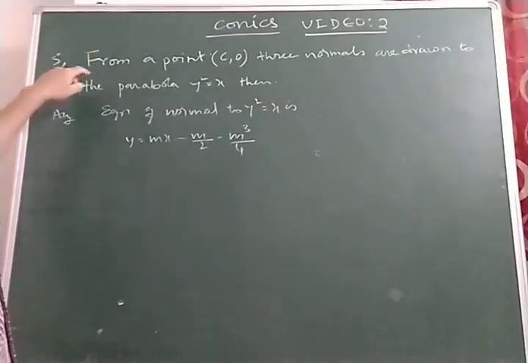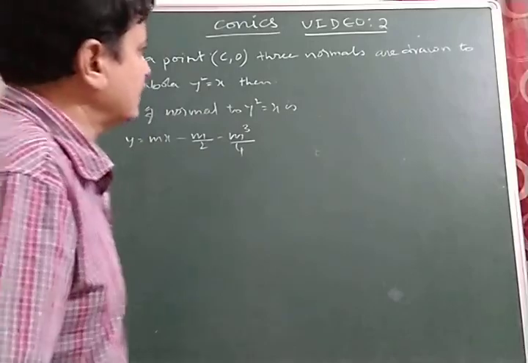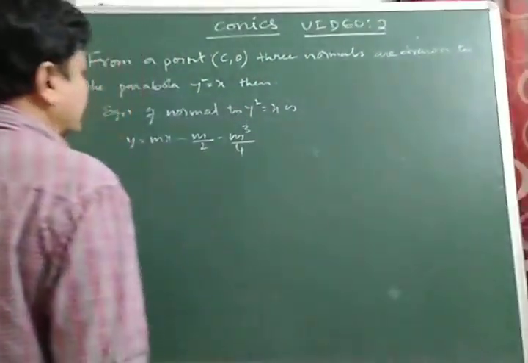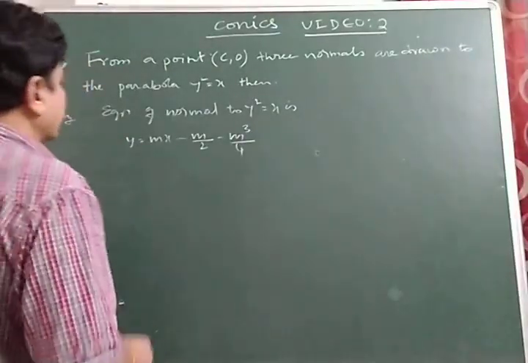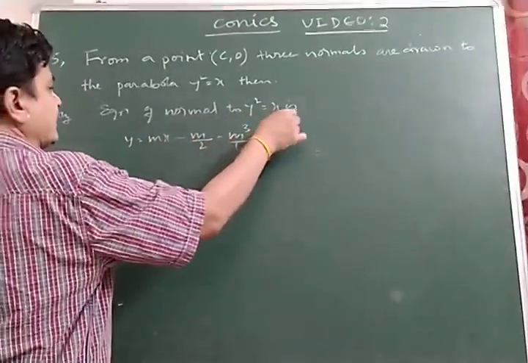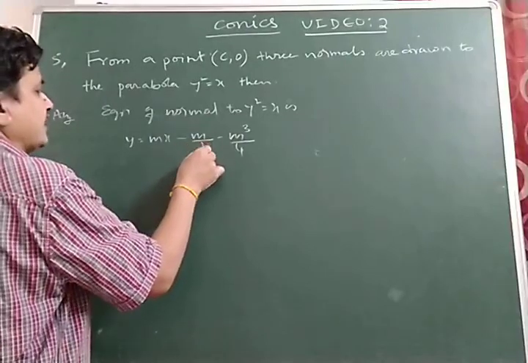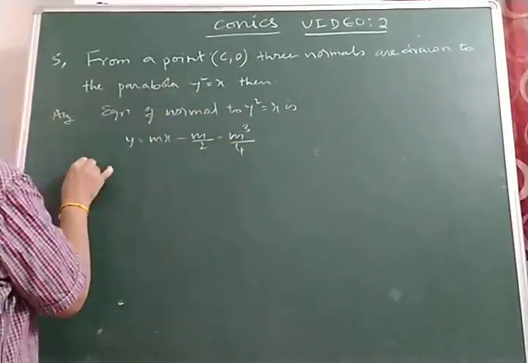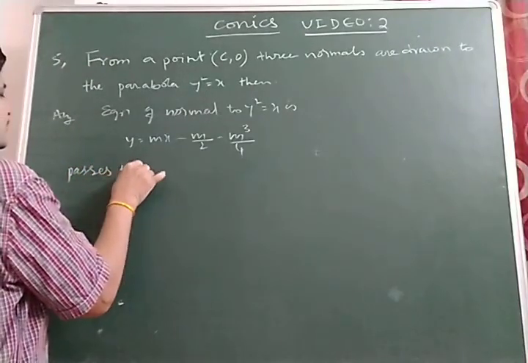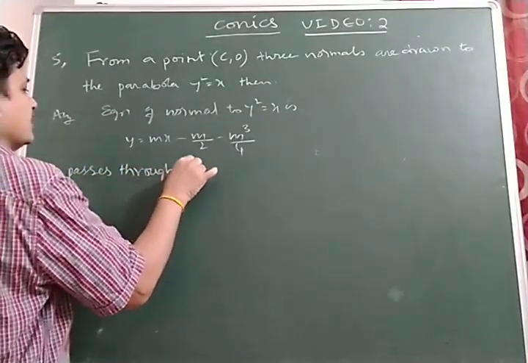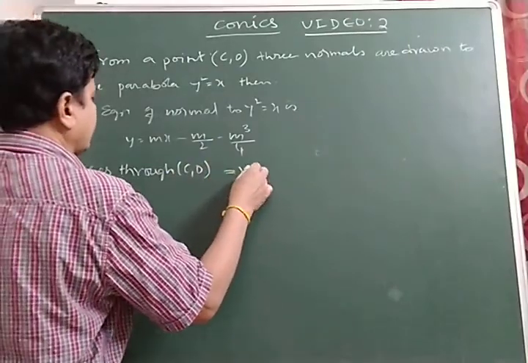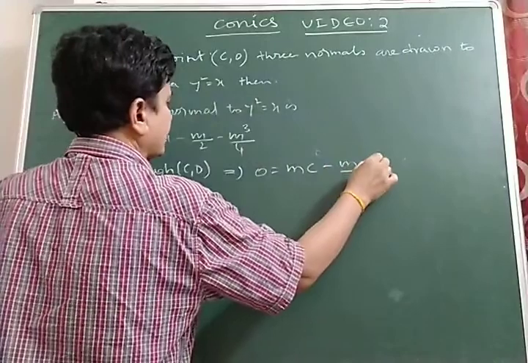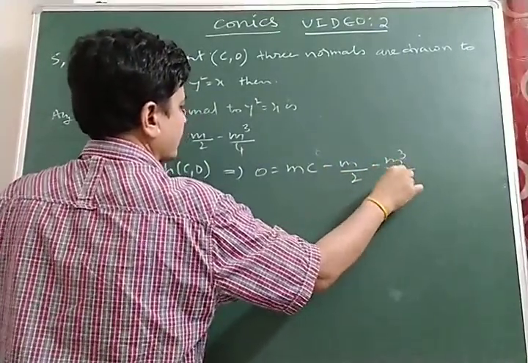Question number 5. From a point c comma 0, 3 normals are drawn to the parabola y square is equal to x. Then the equation of the normal to y square is equal to x is y is equal to mx minus m by 2 minus m cube by 4. It passes through the point c comma 0, that implies 0 is equal to mc minus m by 2 minus m cube by 4.